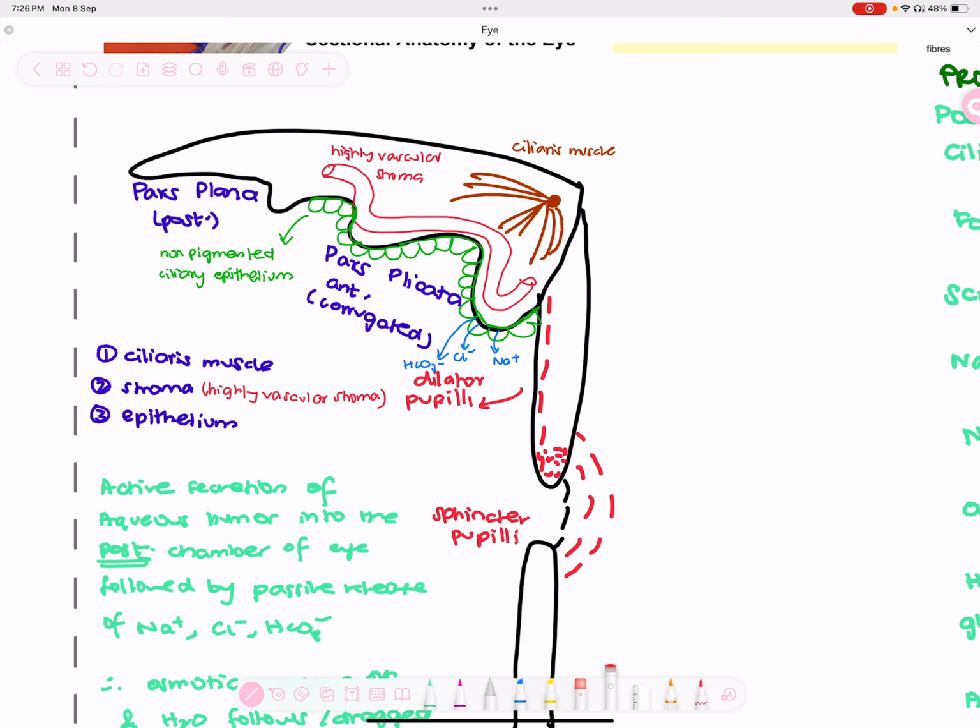Now, when you talk about a ciliary body, there are three very important structures that you need to understand, especially when you're discussing the production of aqueous humor. One is the ciliaris muscle. Here I've drawn it in brown. It has its longitudinal and circular smooth muscles. So this is the ciliaris muscle.